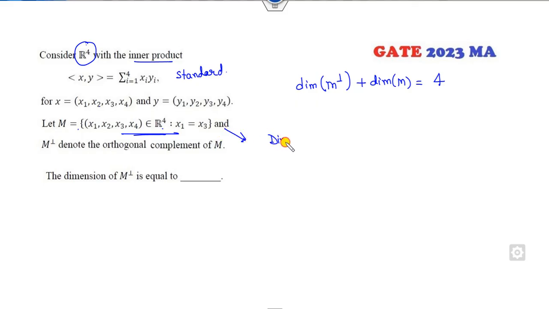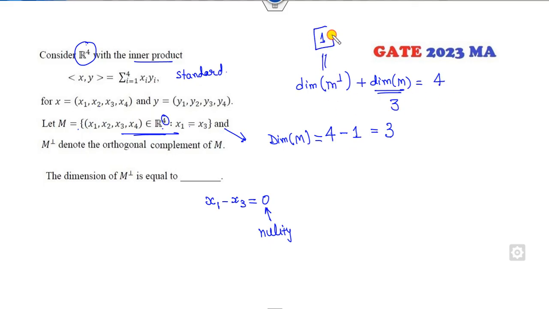I can write the condition as x1 minus x3 is 0. Since it is 0, you have to find the dimension of the nullity. So that is the number of elements, 4, minus the number of linearly independent equations. There is only one equation, that's why it's 3. So the dimension of M is 3. So what is the answer? This is nothing but 1, my correct answer.